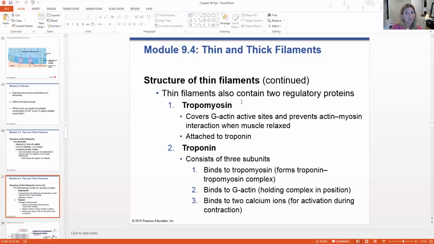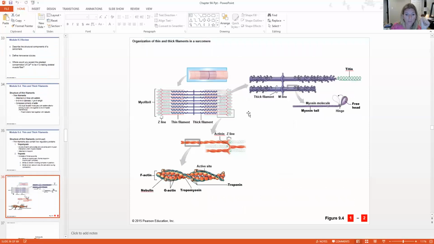Tropomyosin is attached to troponin. Troponin is made of 3 subunits. Troponin binds to tropomyosin, so it is stuck on the outside of the tropomyosin, but also binds to the G-actin, and it also has an opening for calcium. So the troponin has three points of attachment. It attaches to the G-actin, it attaches to the tropomyosin, and it has the potential to hook up with calcium if calcium is present. So here you see a little bit of what I mean.